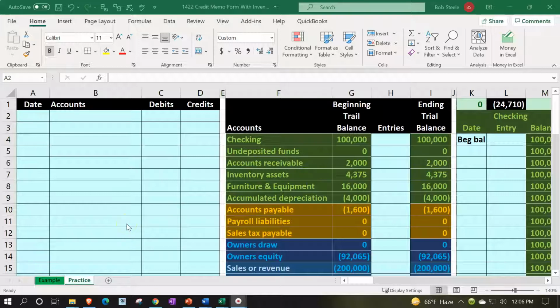If you have access to the Excel worksheet and would like to follow along, there are two tabs down below, example and practice. The example tab is in essence an answer key. In prior presentations, we put this worksheet together from a blank sheet, which is a good exercise if you want to go through that process. This time, we're using this sheet to record the transactions related to a credit memo involving inventory.